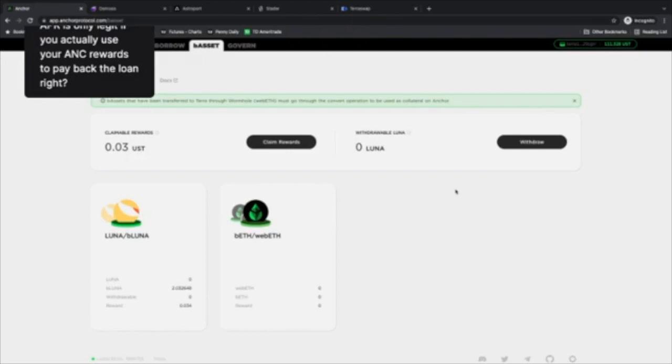Then you could convert bonded Luna to UST directly on Astroport if you want to, and pay that extra 1 to 2.5 or 3%. It varies a lot. And you would lose some, but then you'd say, well, I made a good trade, and that's the end of it, right?